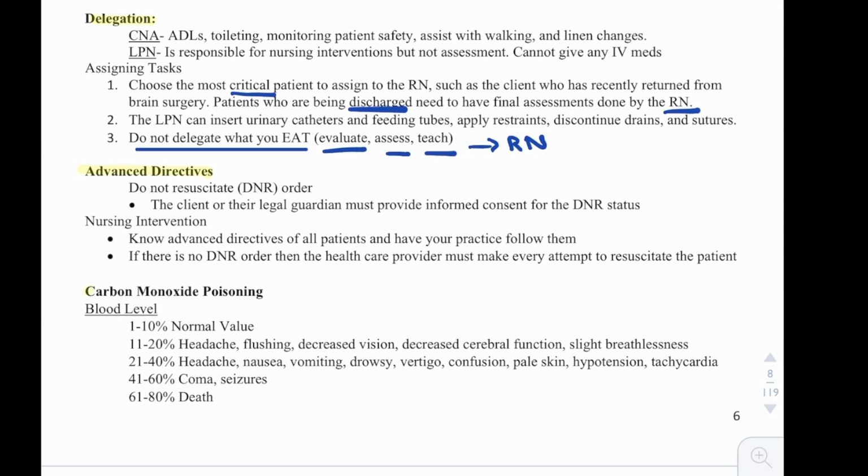Lastly, for this section, let's talk about carbon monoxide poisoning. So just so you guys know the levels for NCLEX, 1 to 10% is normal. When we get to an 11 to 20% carbon monoxide poisoning, you're going to see headache, flushing, decreased vision, decreased cerebral function, and slight breathlessness. 21 to 40% is a headache, nausea, vomiting, drowsy, vertigo, confusion, pale skin, hypotension, tachycardia. 41 to 60 is coma or seizures, and 61 to 80% is death.